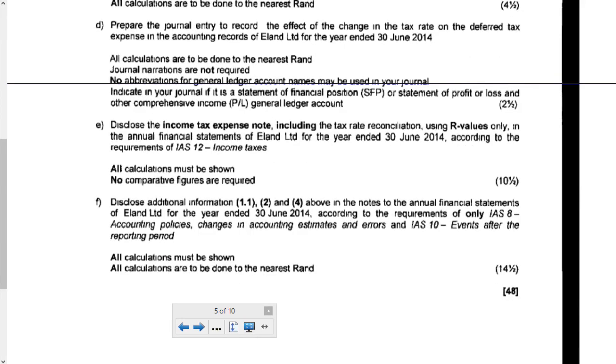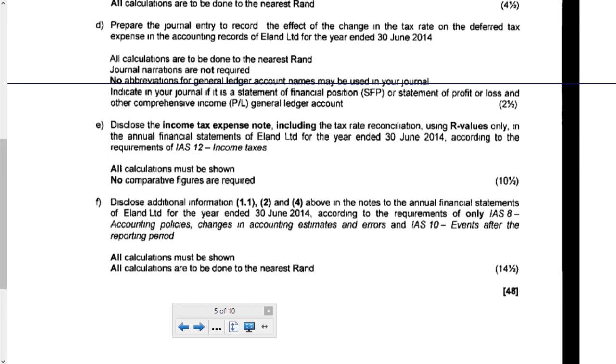Then E is to disclose the tax note, including the tax recon. So that's about a page, because it's about half a page for that top bit, isn't it? Current tax, deferred, foreign, etc. And then about half a page for the tax recon.